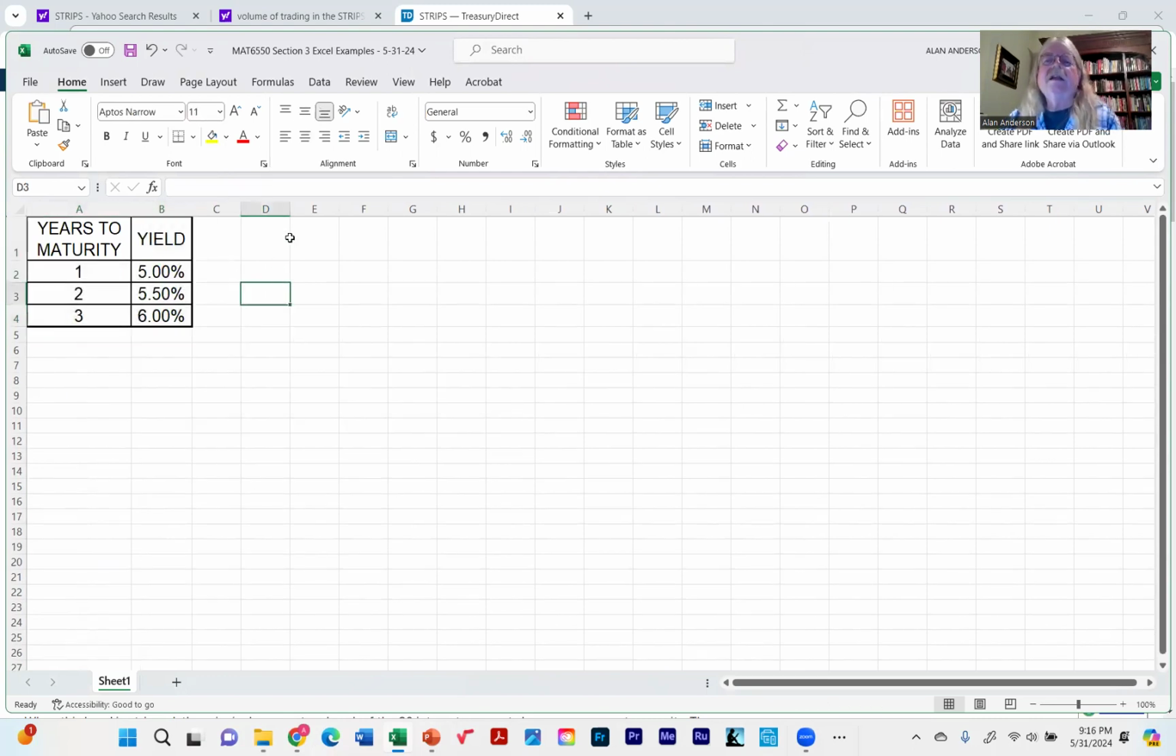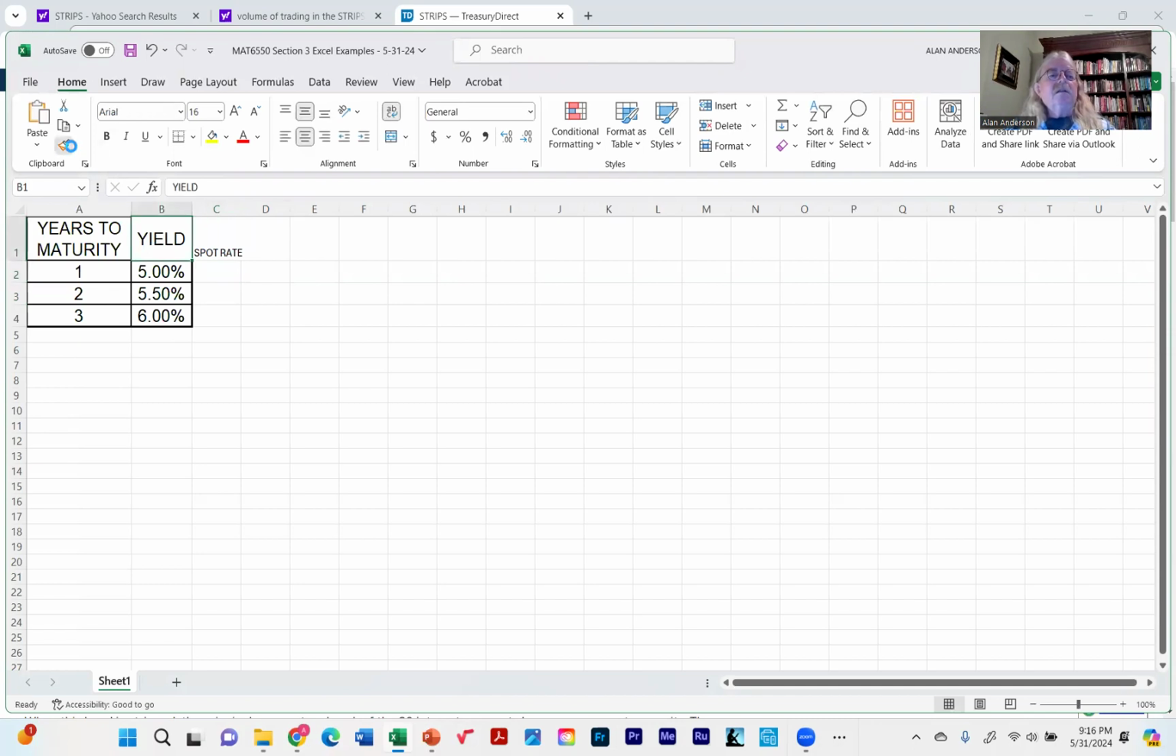Okay, so in other words, you look in that website we were looking at before, and this is what you're seeing. The 1-year yield in the treasury market is 5%, the 2-year yield is 5.5%, and the 3-year yield is 6%. Okay, so what are we going to do with this information? Well, what we're trying to do is figure out the corresponding spot rates.